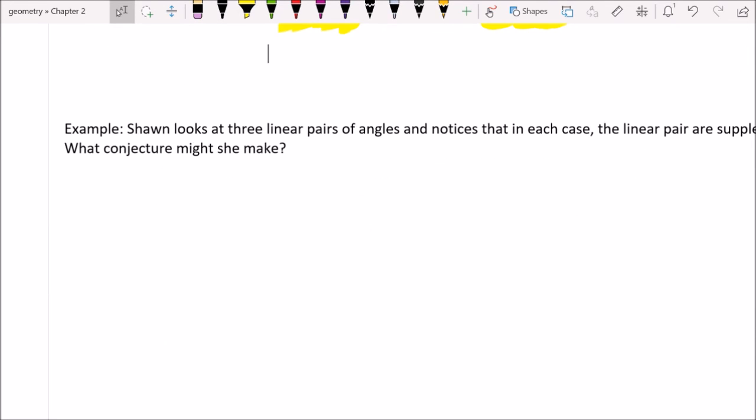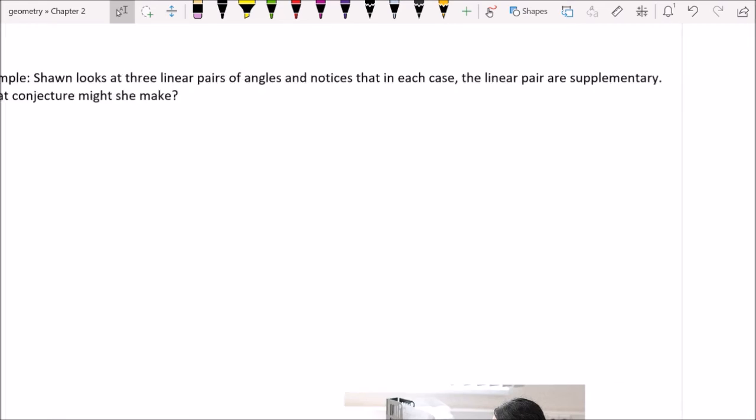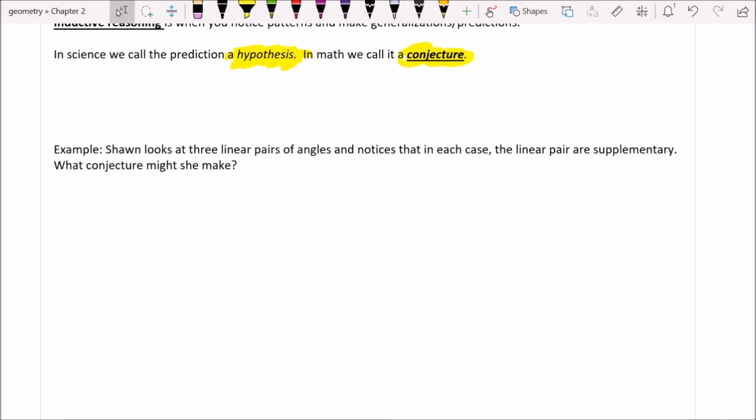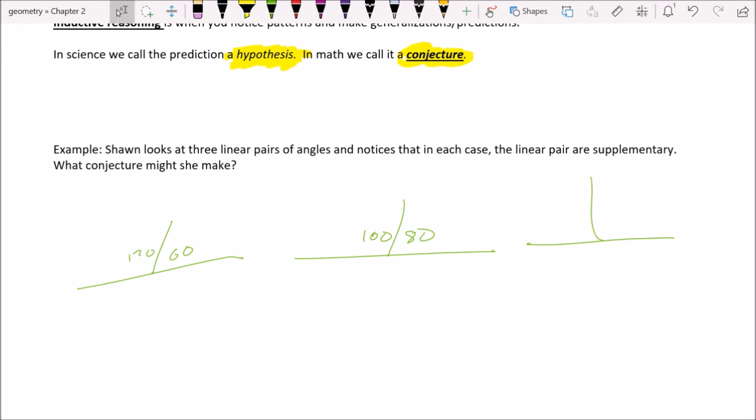And here it is. Sean looks at 3 linear pairs of angles and she notices that in every one of the cases, the linear pairs are supplementary. So what did Sean look at? Sean may have looked at something like, here's a linear pair, and maybe it was like 60 and 120, and here's another linear pair, and maybe it was 80 and 100, and then maybe a third linear pair, and it was 90 and 90. Interesting, supplementary, adding up to 180.